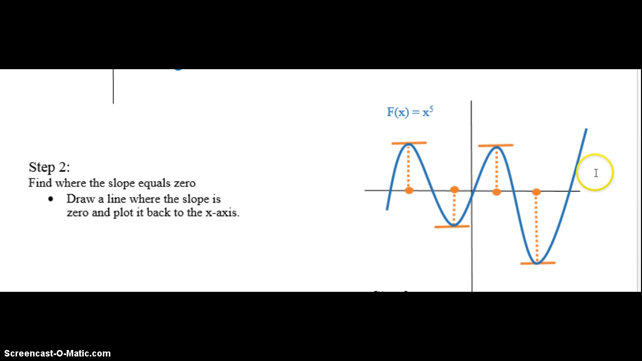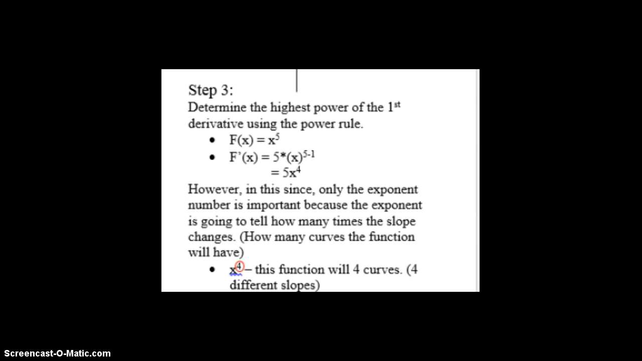And what this tells you is that the derivative of this function is going to cross the x-axis 4 times through those points. Step 3 is determining the highest power of your first derivative using the power rule. The original function had the highest power of x to the 5th, so you can use the power rule, which is your exponent times your leading coefficient, which is 1, so you have 5 times 1, x, minus 1 from your exponent, so you have 5x to the 4th power.